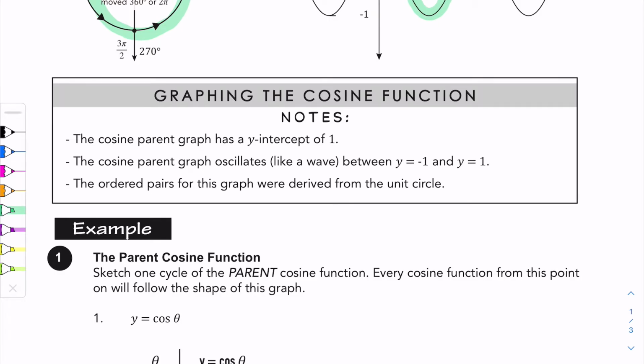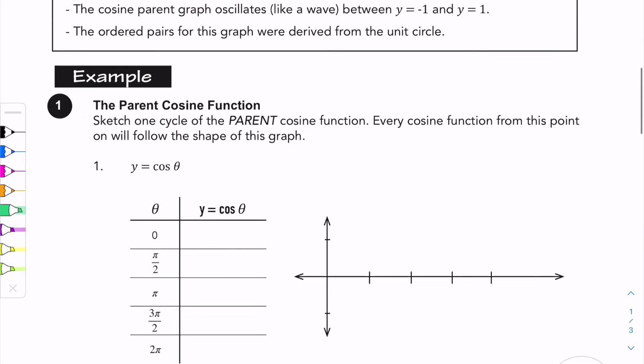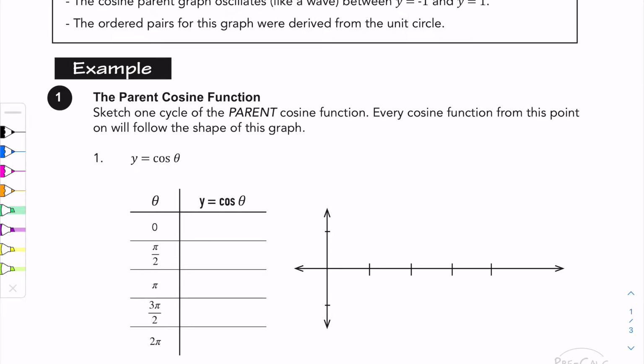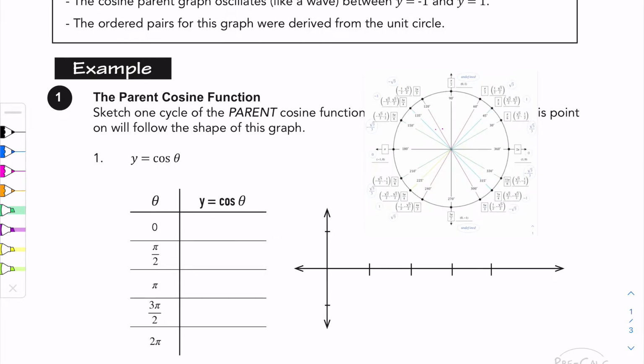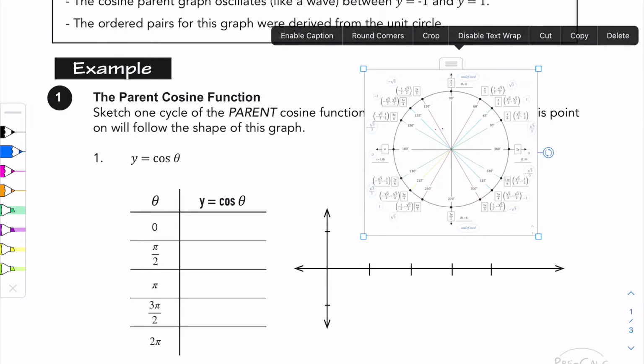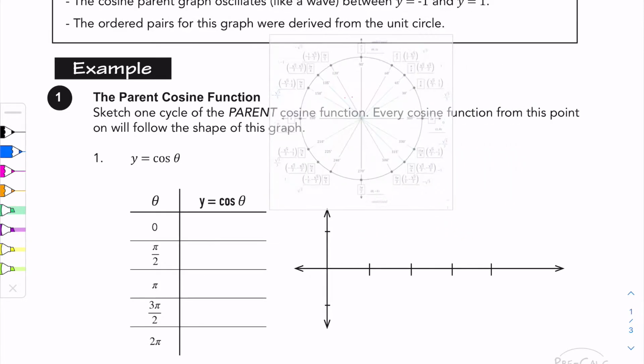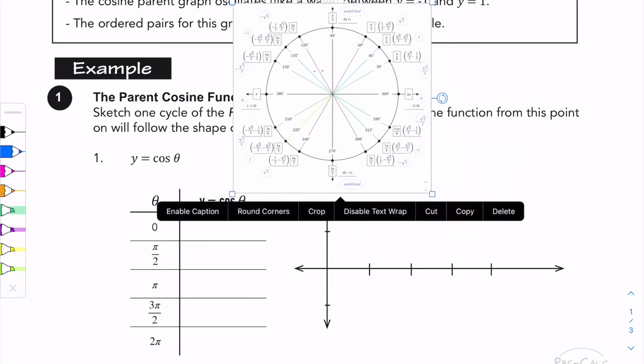So graphing the cosine function, the cosine parent graph has a y-intercept of 1. There's your difference between the cosine and sine. The cosine parent graph oscillates, so that means it waves between -1 and 1. And the ordered pairs for this graph were derived from the unit circle. So looking at the parent graph, I actually placed the unit circle in here so we can talk about where the values are coming from.